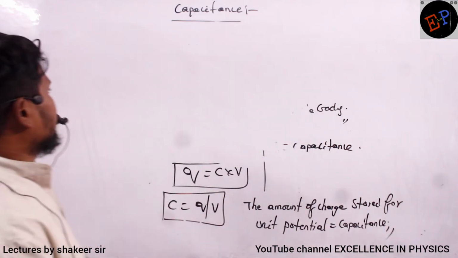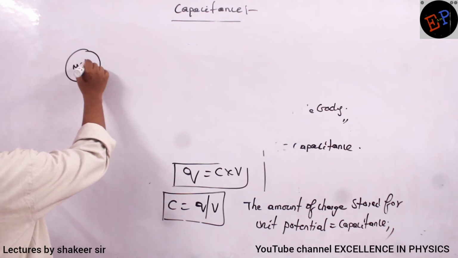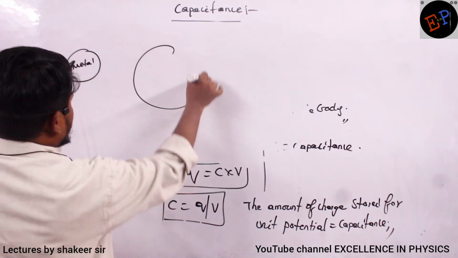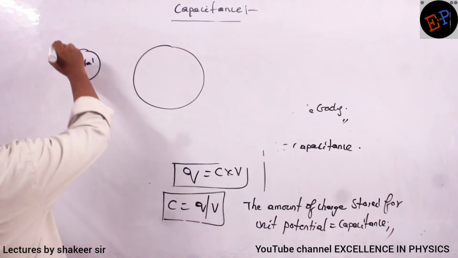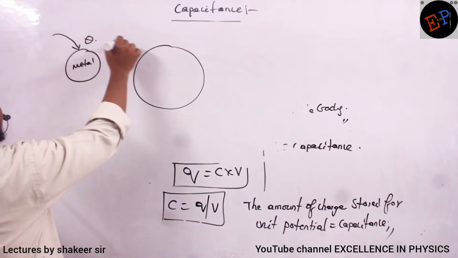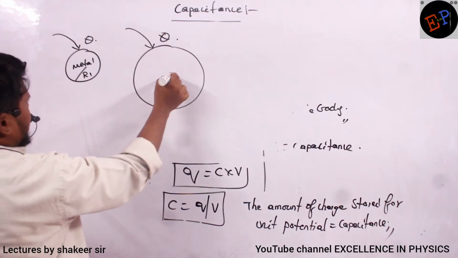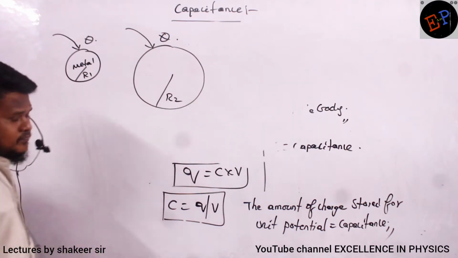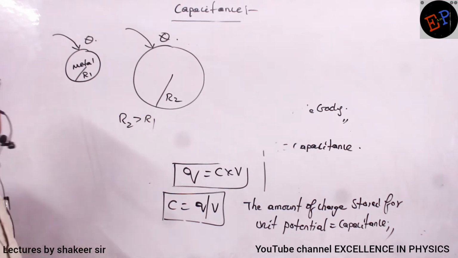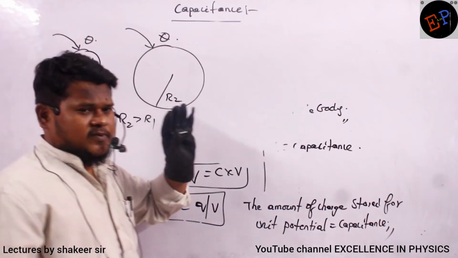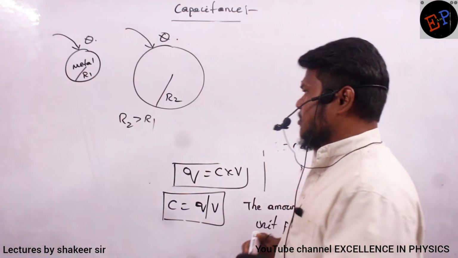See, for example, this is one small metal sphere and this is one very big metal sphere. I will give Q amount of charge on both of them. This one has a radius of R1 and this one has a radius of R2. Definitely I can see that R2 is greater than R1. But on both the metallic surfaces I am giving the same amount of charge, plus Q charge here, and here also plus Q charge.